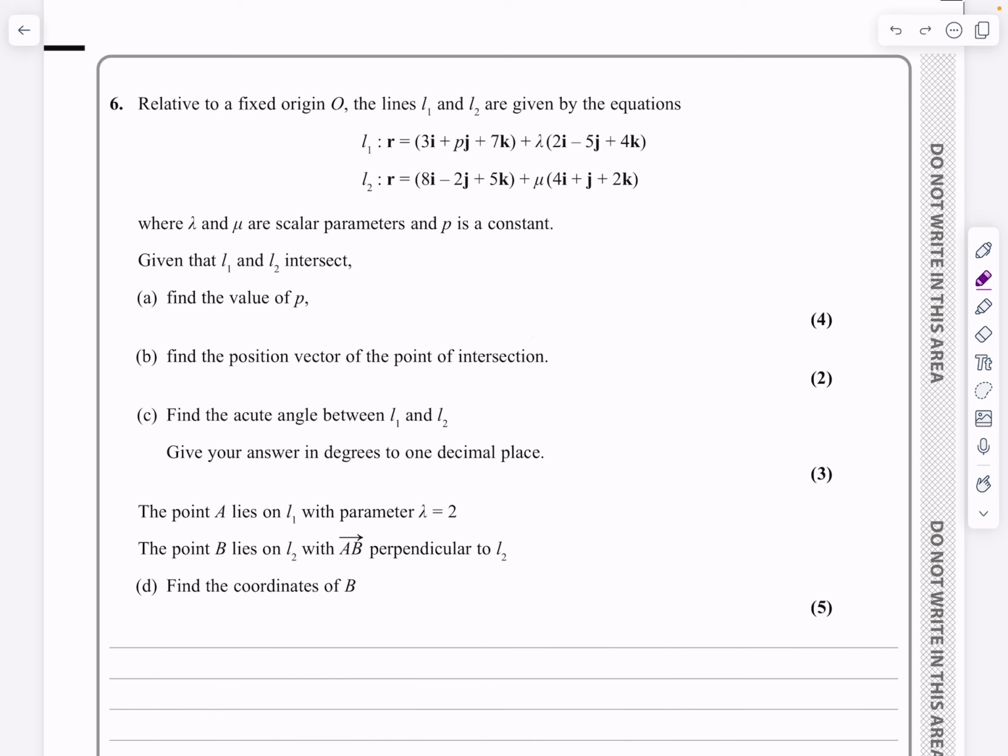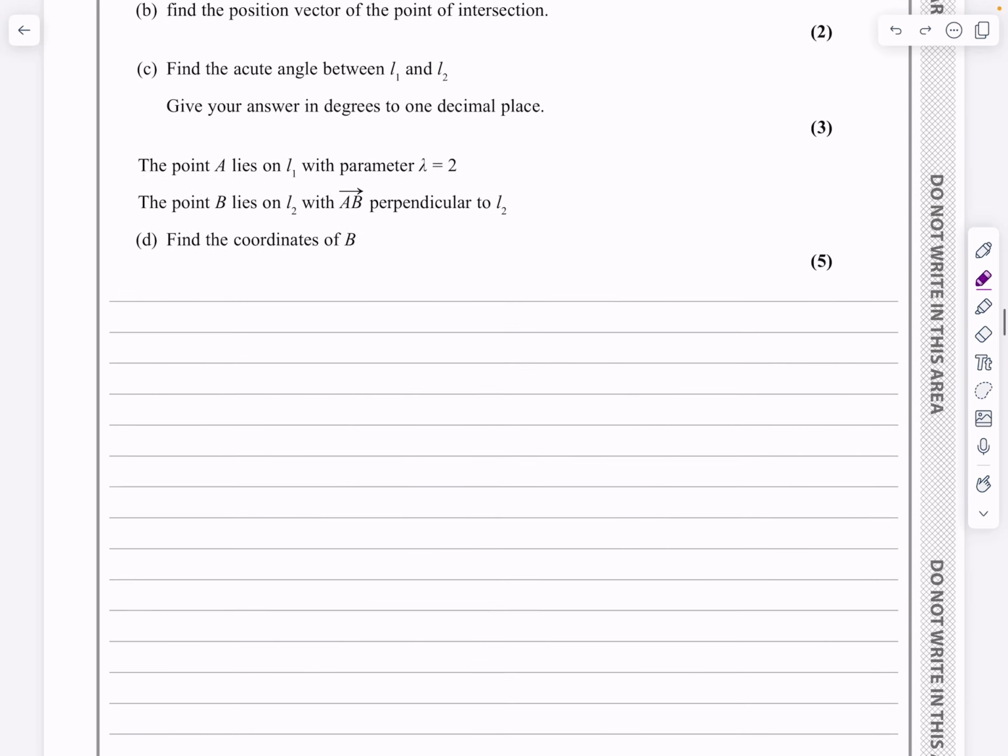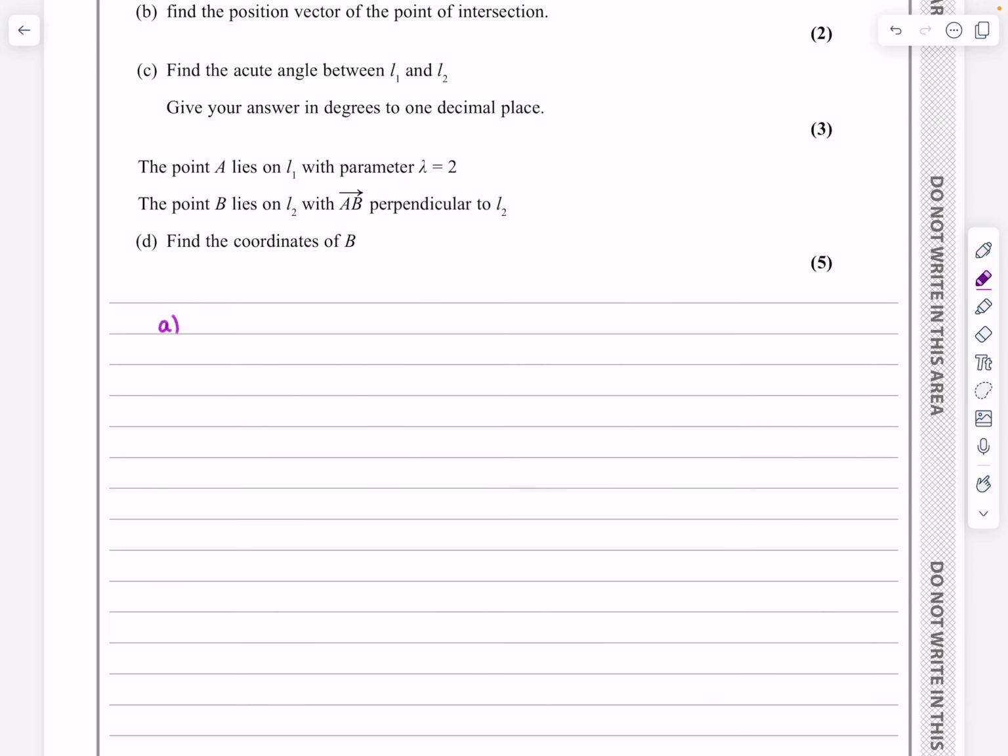It says, relative to a fixed origin O, we've got these two lines, L1 and L2, which are given by what you can see on the screen. And it says, given that L1 and L2 intersect, can we find the value of P? Can we find the position where they meet? Can you find angles in between them, etc., etc.? Let's just concentrate on that part A, where the two lines actually meet.